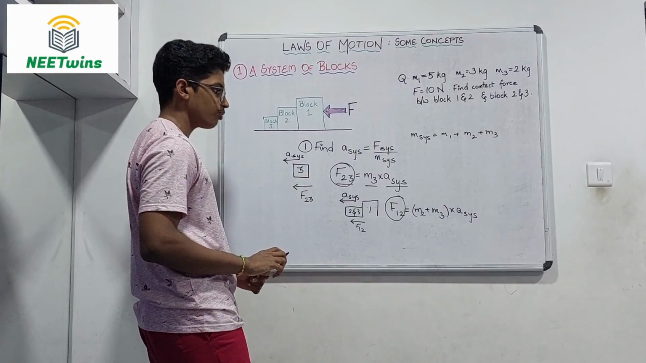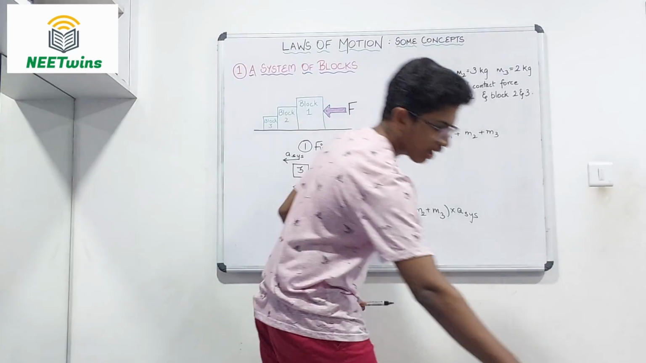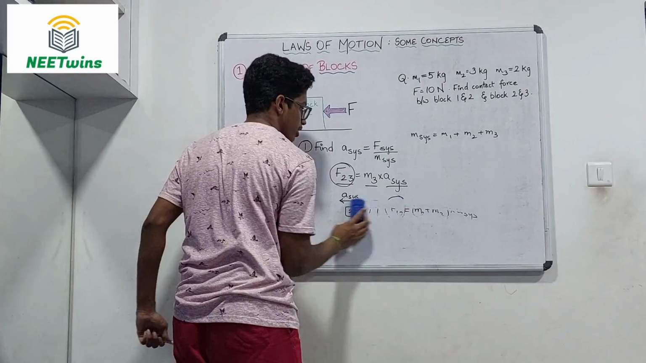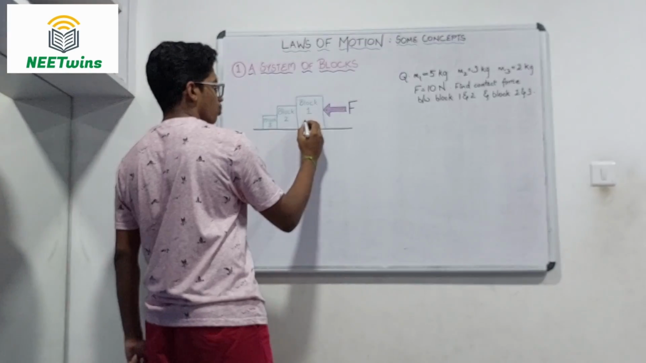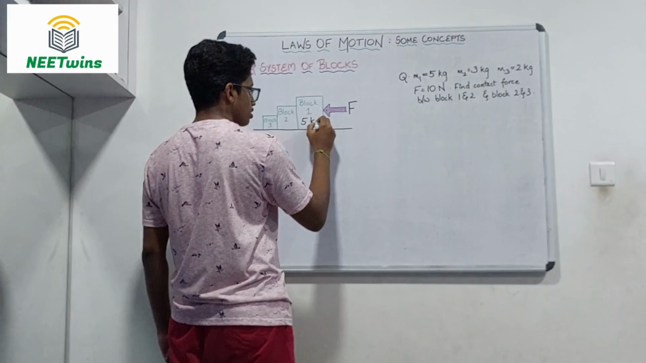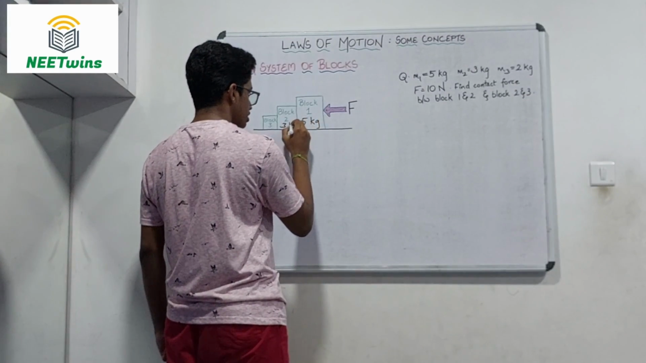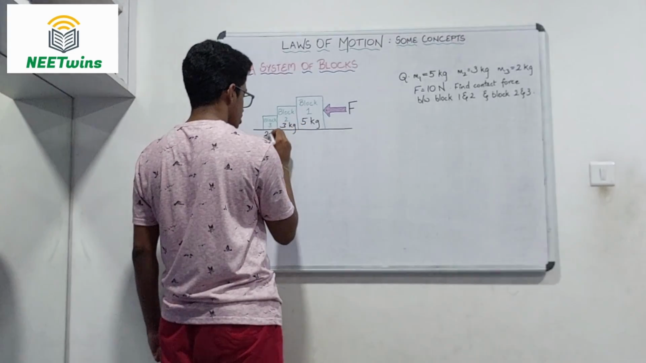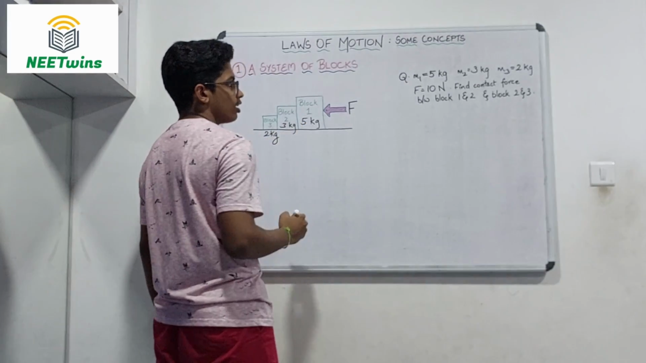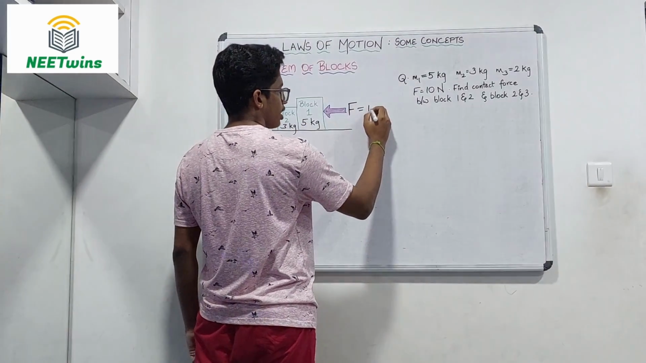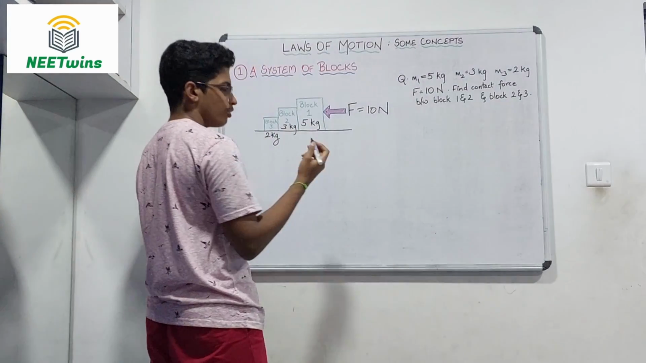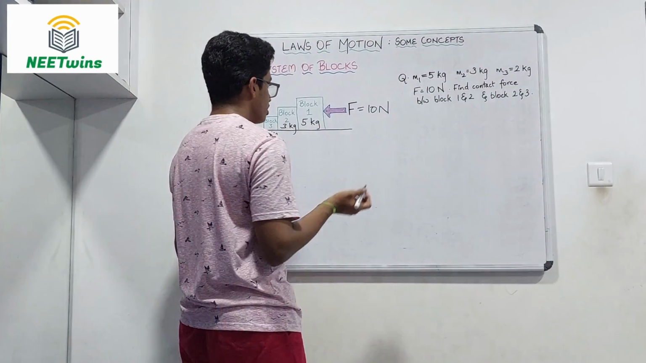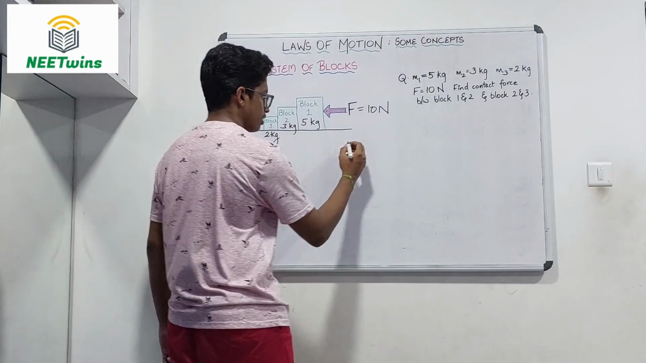So it's pretty easy to find the contact forces, and now we'll apply this in a numerical. In this numerical, it's given that the mass of block 1 is 5 kg, the mass of block 2 is 3 kg, and the mass of block 3 is 2 kg. The force acting is equal to 10 newtons. They're asking to find the contact force between block 1 and 2 and between block 2 and 3, just as I said. So first let's find the acceleration of the system.